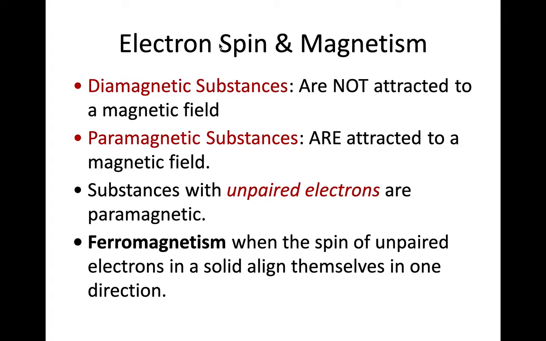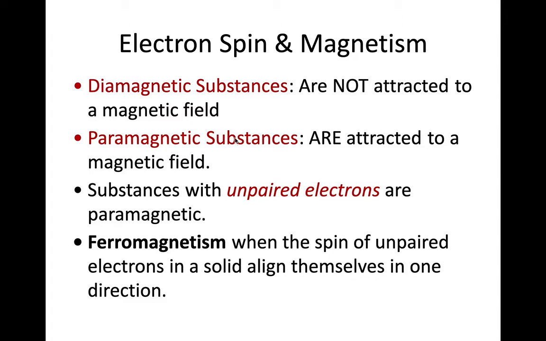One other thing that you can determine if you have drawn out the electron, the orbital diagrams with the lines and the arrows, is the magnetism of your substance. So recall that diamagnetic substances are not attracted to magnetic fields. And this would be a case where there's no unpaired electrons. There's nothing unpaired, there's nothing to be attracted to the field.